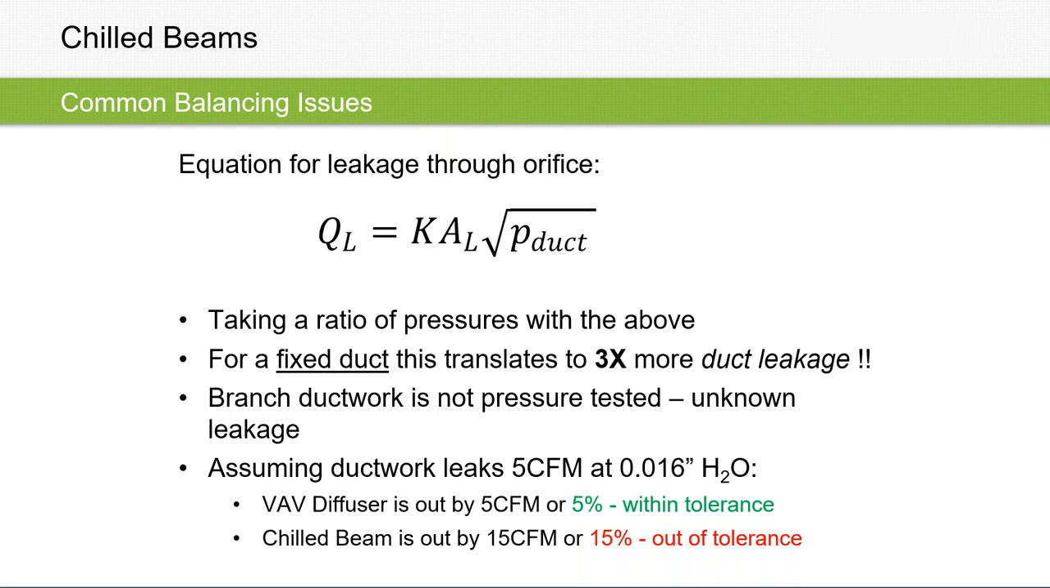So same duct, same leakage classes. The only difference is the pressure. We're leaking three times as much. And the other downside is now we're 15% out, where we're only 5% out with the VAV diffuser. So you could have done the ducts perfectly when thinking of it as a VAV system, but with chilled beams, it's a little more sensitive to it. So just want to keep that duct as tight as you can, and just know that leakage can have a greater effect on a chilled beam system.